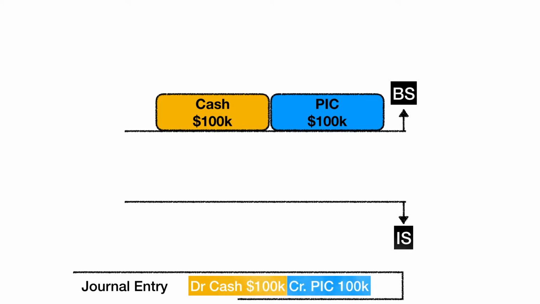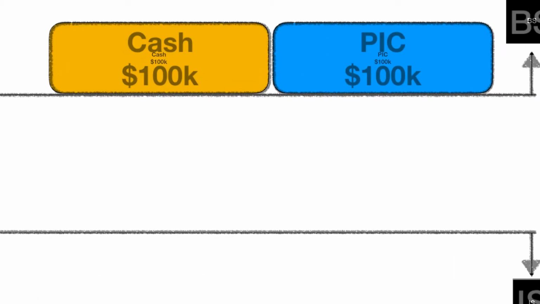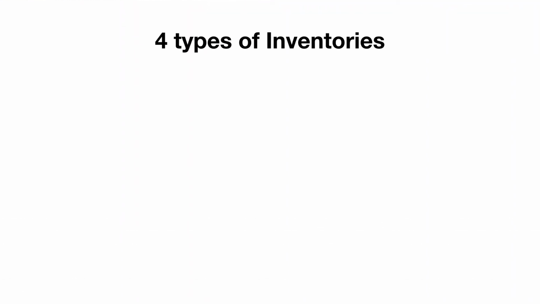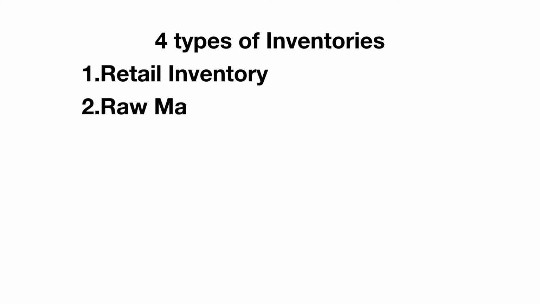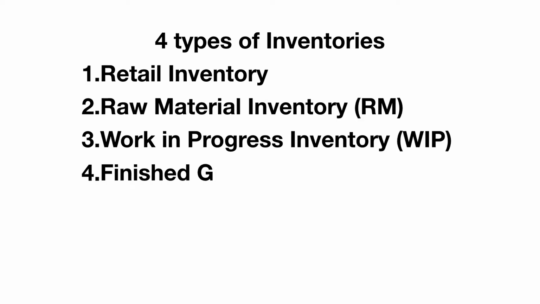The company has been established with $100,000 cash provided by shareholders as initial paid-in capital. The company has agreed with the supplier to supply goods for cash and it is ready to purchase goods for sale. There are 4 types of inventories: retail inventories, raw materials, work in progress, and finished goods.